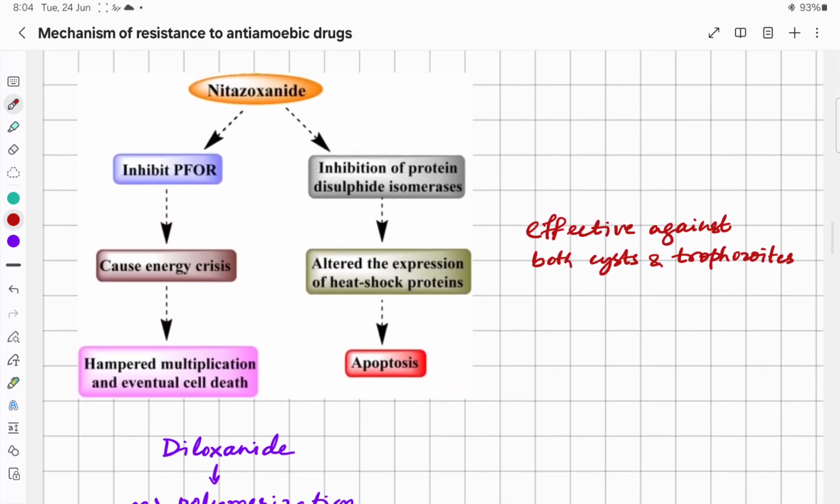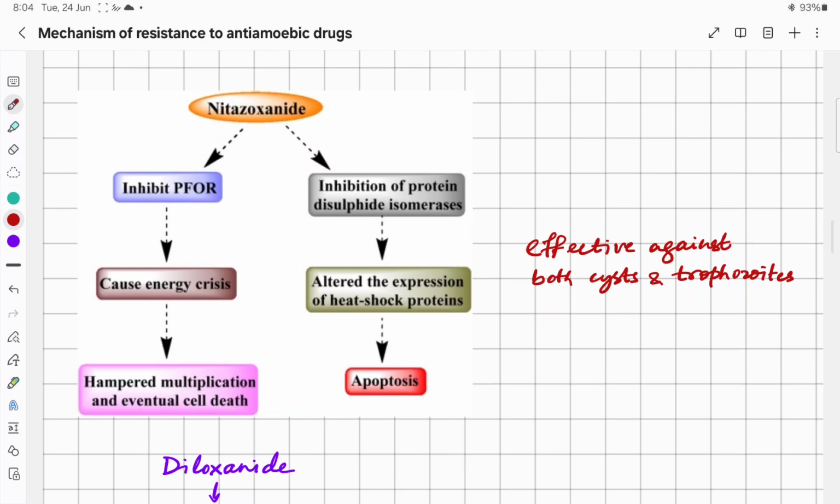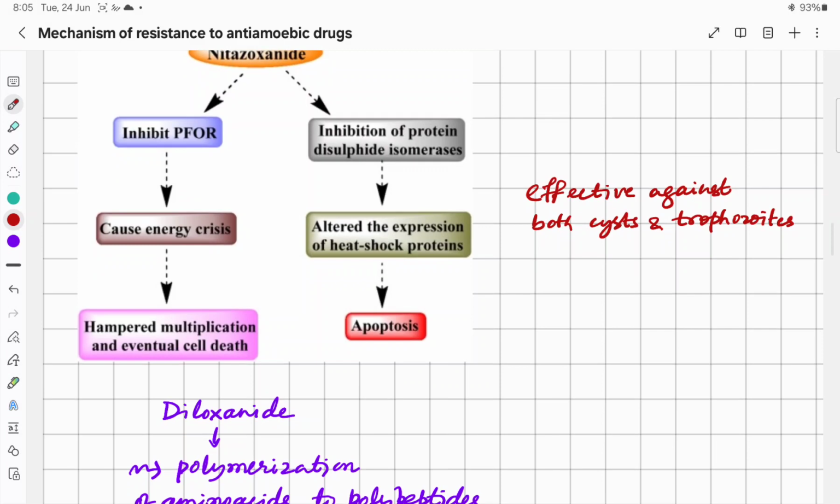And then the nitazoxanide is effective against both cysts as well as trophozoites, acting in the intestinal lumen as well as in the intestinal wall.